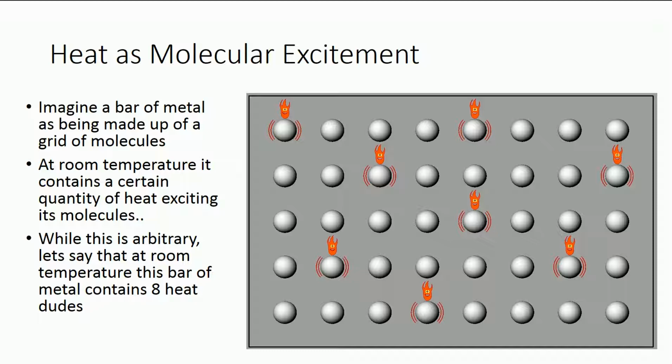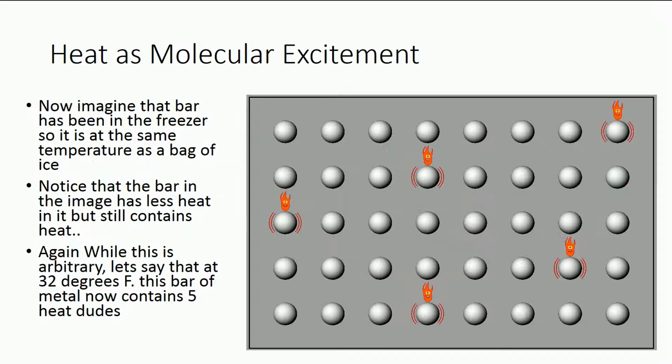Okay, so imagine that this little bar of metal contains 8 of these little heat dudes. So it has a certain amount of heat in it, correct? Now let's say I throw that thing in the freezer and get it down to the temperature of a bag of ice. So now it doesn't have as much heat energy. The heat energy got dissipated, got absorbed by the cold around it. So now it only has 5 of these. But now you touch it and it's cold. This is like Dumb and Dumber, where the guy sticks his tongue on the steel tube and gets stuck to it.